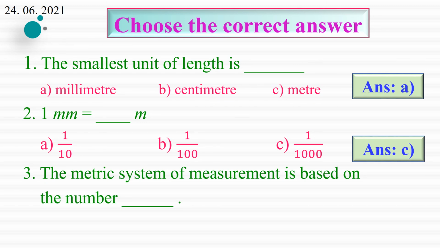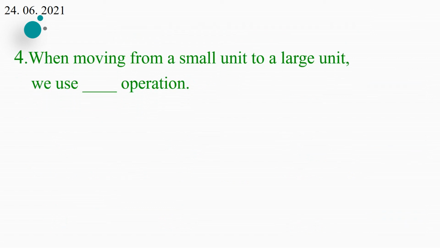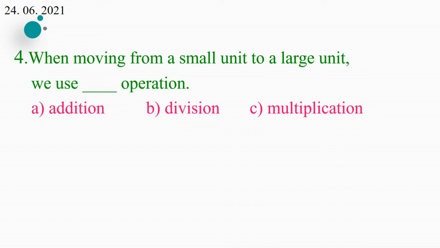Third one is the metric system of measurement is based on the number dash. Option A 1. Option B 10. Option C 100. Answer is B, 10. Fourth one, when moving from a small unit to a large unit, we use dash operation. Option A addition. Option B division. Option C multiplication. The answer is B, division.